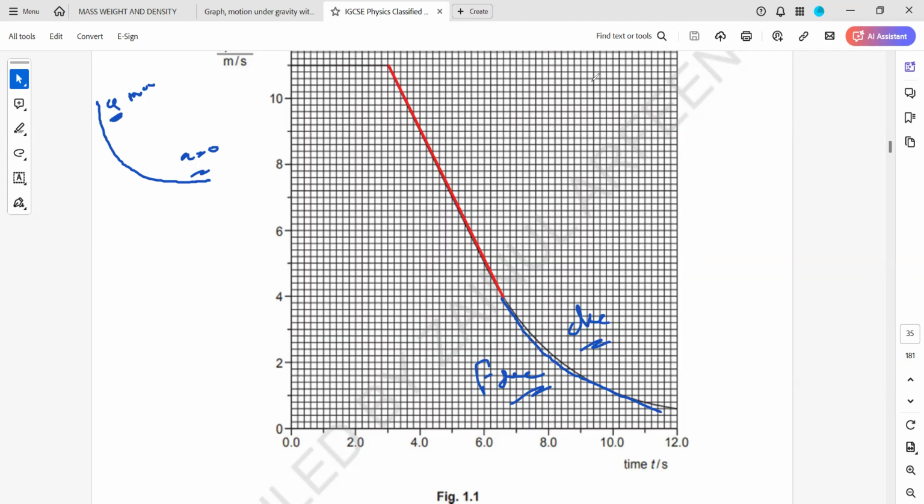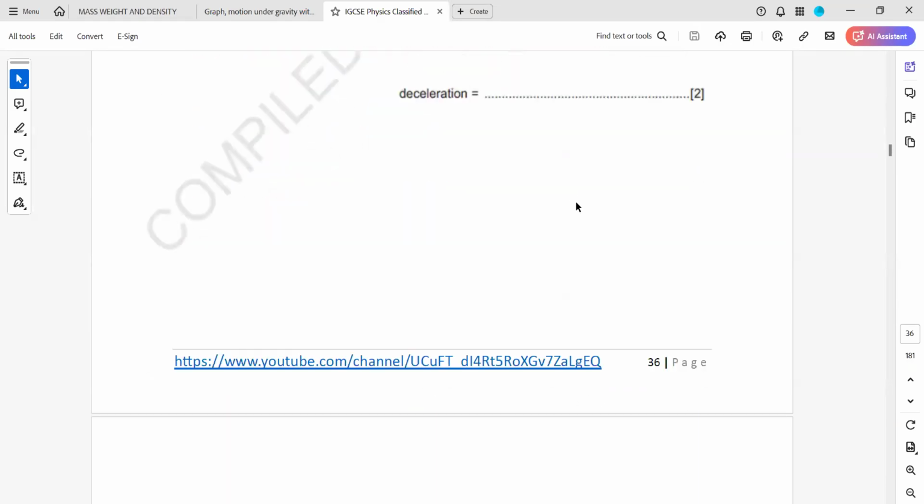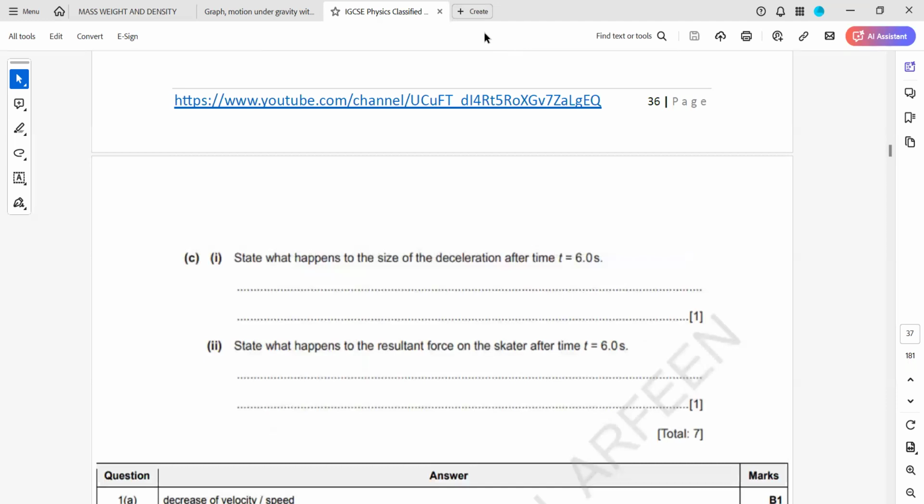So the question was, what happened to the size of the deceleration after 6 seconds? Here we will write: the deceleration starts to decrease. And what happened to the resultant force? That also decreases. It is 1 mark, so we don't have to explain a reason. As it's 1 mark, the decrease will score the mark. If it was 2 marks, then we will explain with the reason.